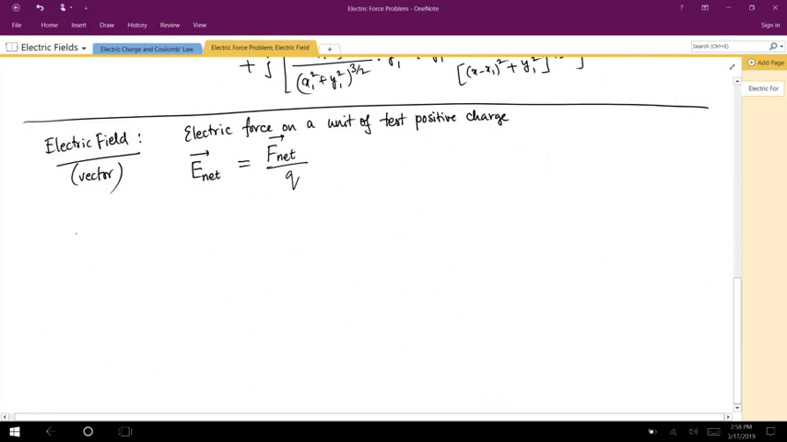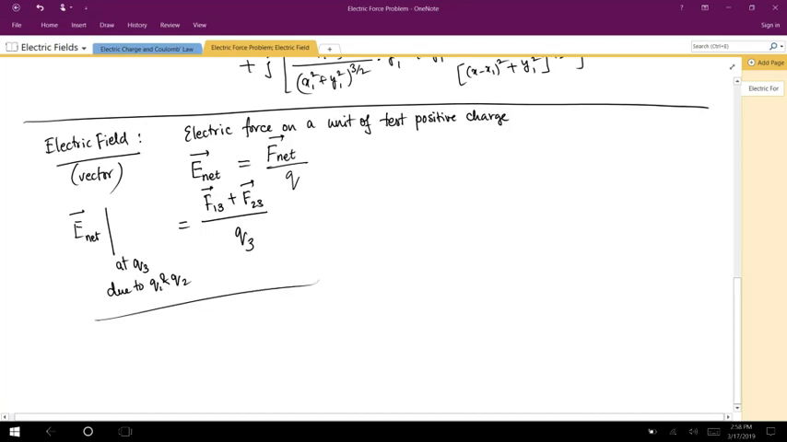So E net vector, at Q3 due to Q1 and Q2, that's just equal to F13 plus F23 that we found before, divided by Q3. And that's it, right? So whenever you want to find the electric field, you can just take the force and divide it by charge. All right, so then we can sort of go back to our Coulomb law kind of thing.